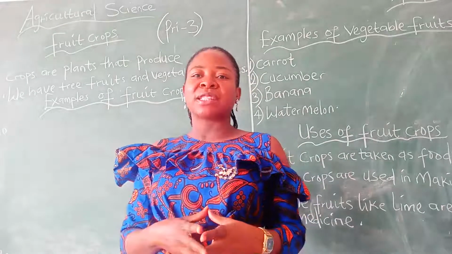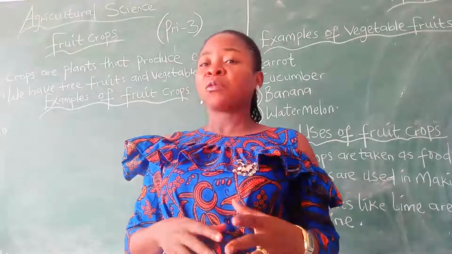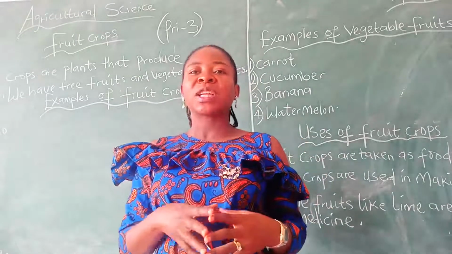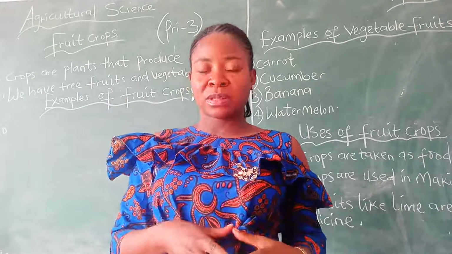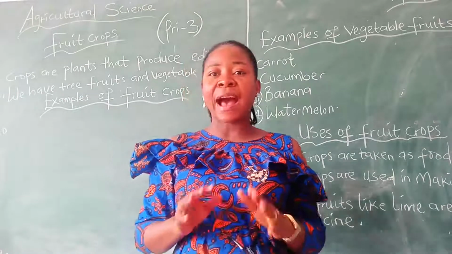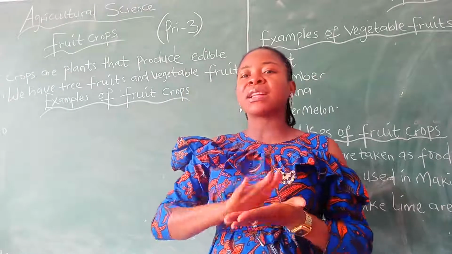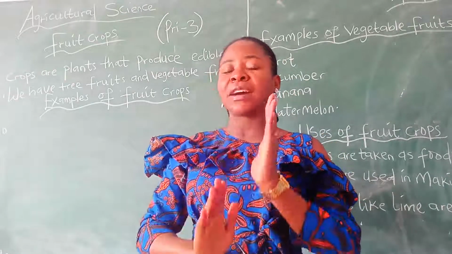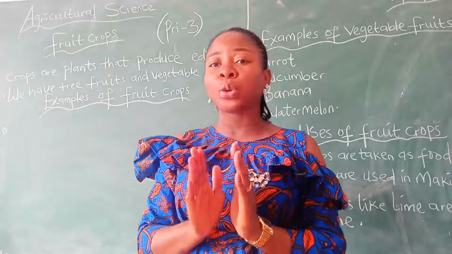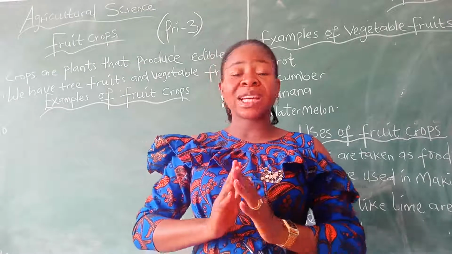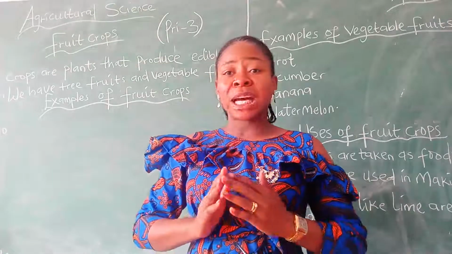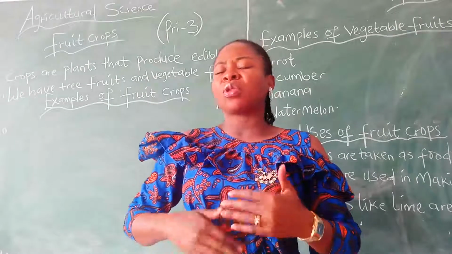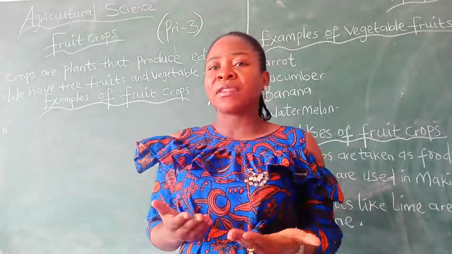Okay, let's look at vegetable fruits. Earlier we defined tree fruits. Now we're looking at vegetable fruits. Vegetable fruits are the fruits that you plant like your vegetables, and they have their duration, the time frame that they grow. They can grow in 6 months and bear fruits. They can grow in 3 months. They can grow according to their lifespan.